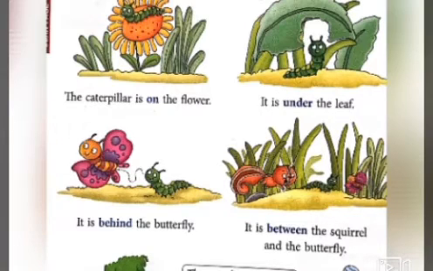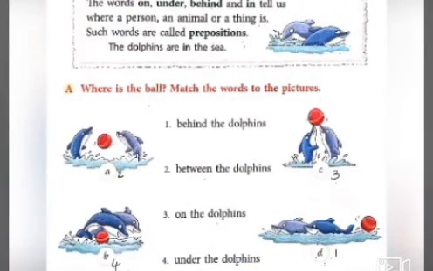The words on, under, behind, between tell us the exact position. So they are prepositions. Now the words on, under, behind and in tell us where a person, an animal or a thing is. Such words are called prepositions.